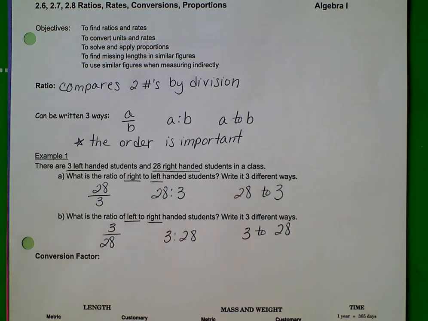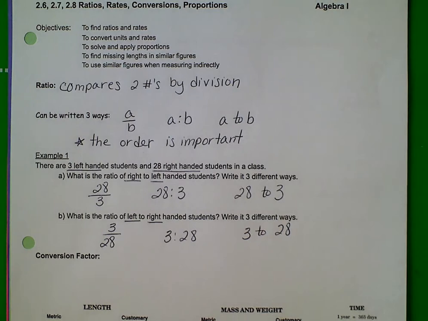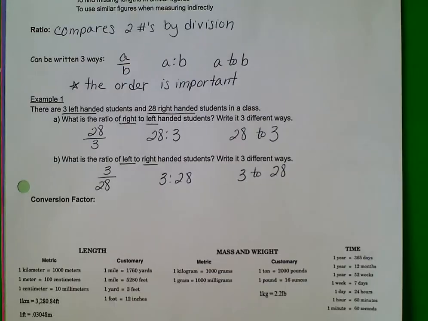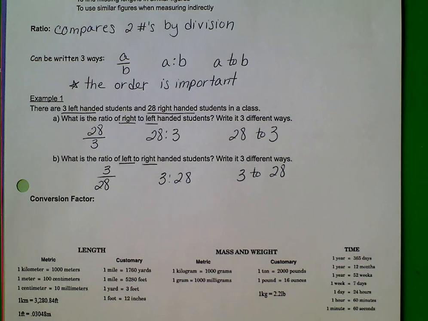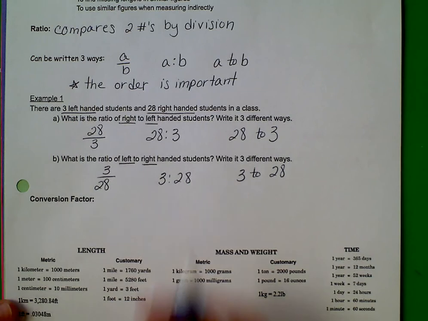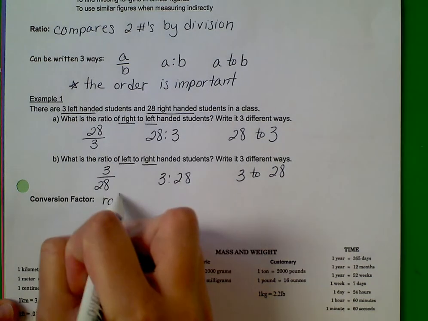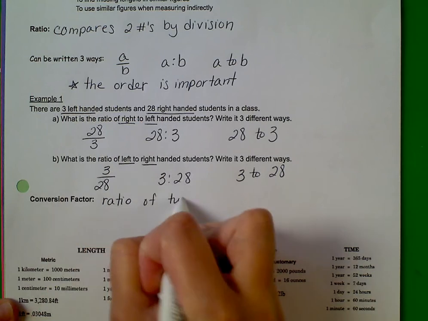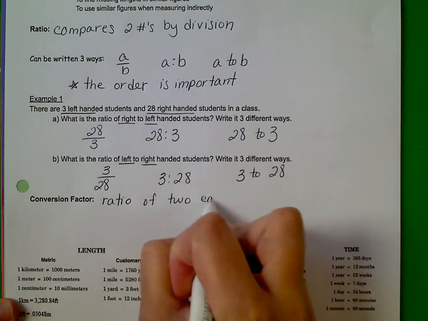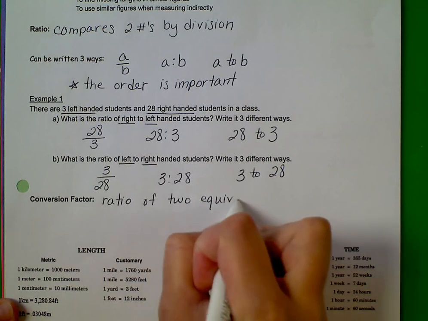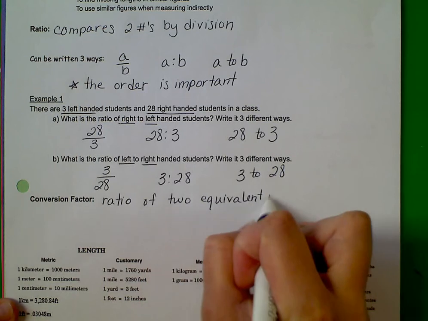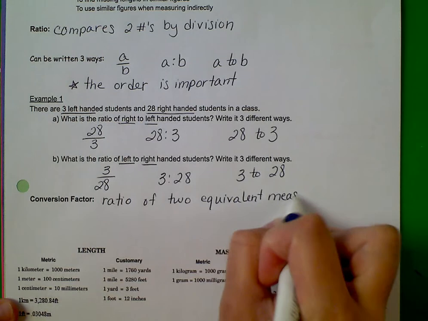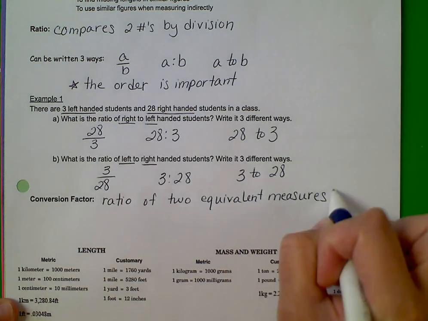All right, moving on to conversion factor. A conversion factor is a ratio, and it compares 2 equivalent measures in different units. So a conversion factor is a ratio of 2 equivalent measures in different units.